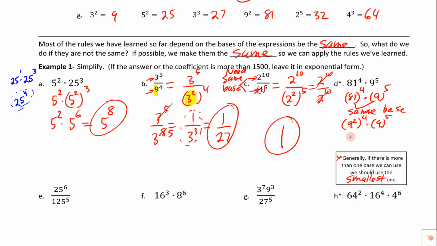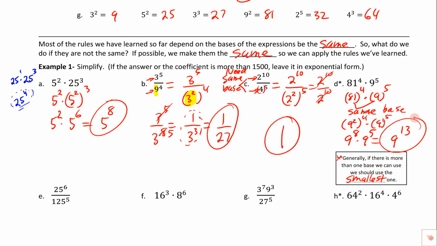9 squared to the 4th, power to a power, we multiply those, so that's going to be 9 to the 8th. 9 technically to the 1st to the 5th, so that would be 9 to the 5th. So you can see that we've mimicked the action on both sides. We've made these look just the same, and now we've got one where we're multiplying them and the bases are the same, so we just add the exponents. So this is 9 to the 13th.